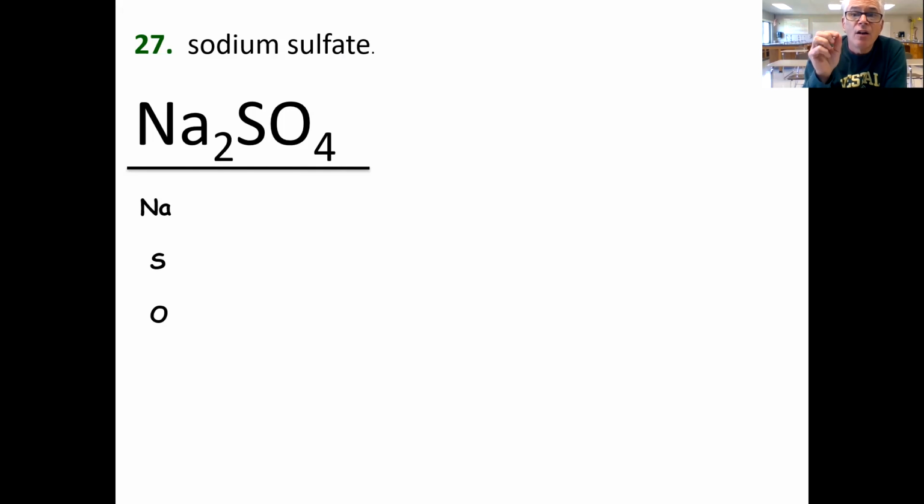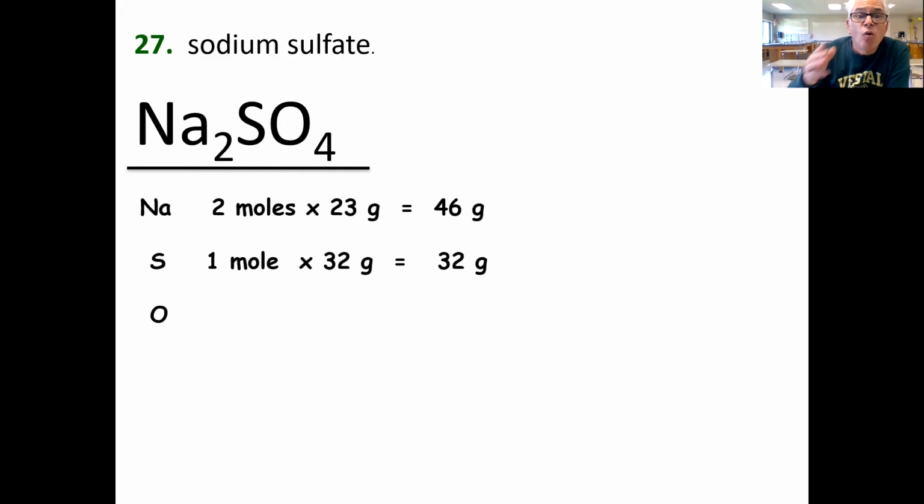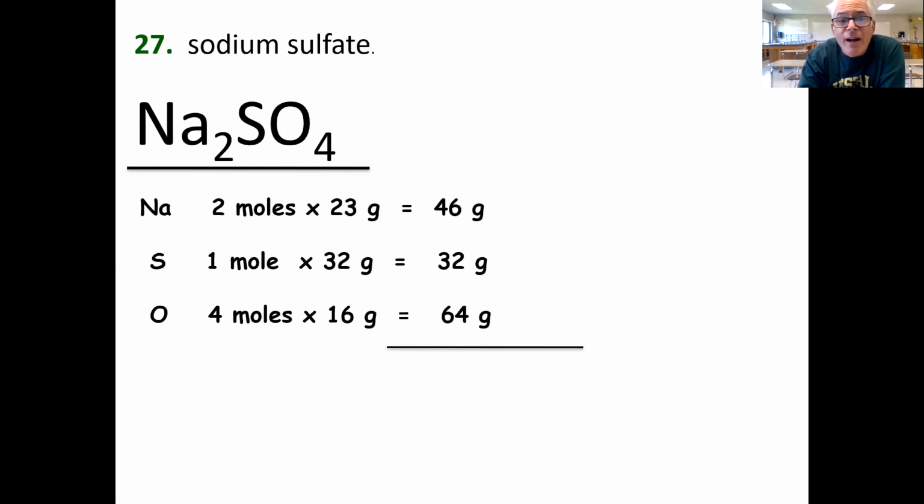So we have to multiply 2 for sodium times the molar mass of sodium, and 1 sulfur times the molar mass of sulfur, and 4 oxygens times the molar mass of oxygen. Look what we got. 2 moles times 23 is 46 grams. That's the sodium part. And now for sulfur, there's only 1, and sulfur has a molar mass of 32 grams per mole. So it's 1 mole times 32 grams, it's 32. And then finally, we got 4 oxygens here, and that's 64.